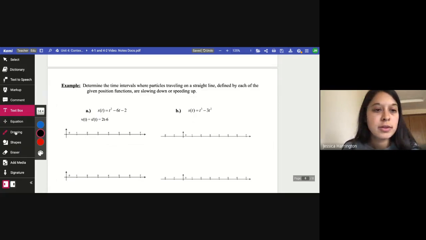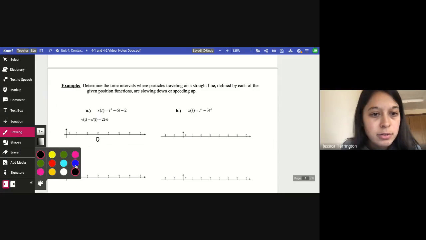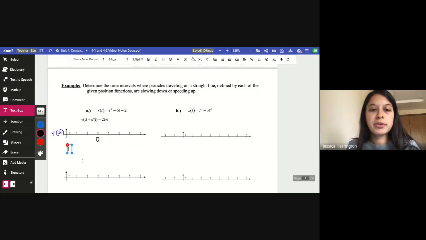So at t equals 3, I'm going to write a 0. I'm going to use a different color. I'm going to label this v of t. Okay, so that thing is 0 when t equals 3. So what happens to the left of 3 seconds? If t is 0, 1, or 2, we know that the velocity is going to be less than 0. So in this section, we can write, well, I'll just type it underneath here.